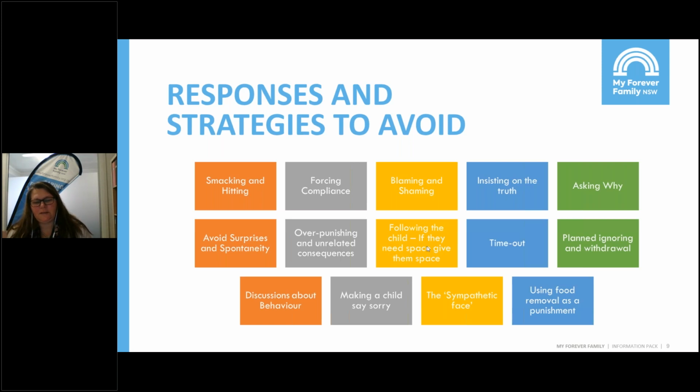Following the child. This is an important one, and it's one I've come across with a few children in out-of-home care that are a little bit older. They'll walk away, and I observed this once when I was working with a child in a school, and the teacher was following and continued to keep talking to him, and he just needed to be away to be able to regulate himself. So if they need space, then we need to give them space. That is different to time out. If it's self-imposed and they choose to go and have some space, then that's okay. That's what they need to be able to regulate.